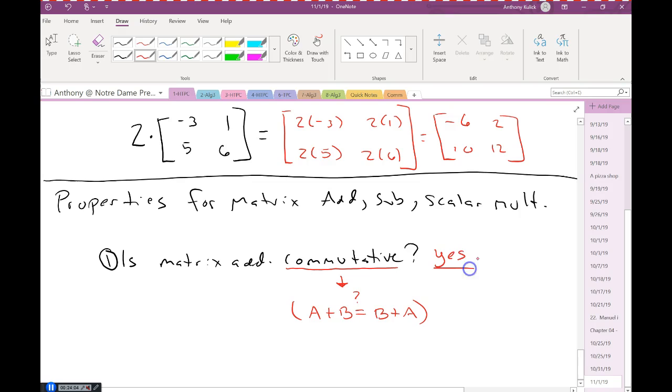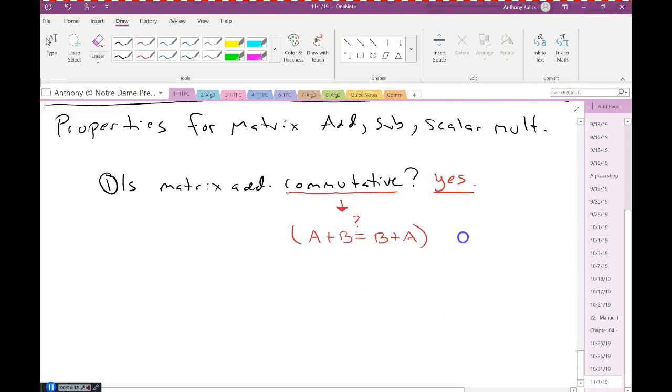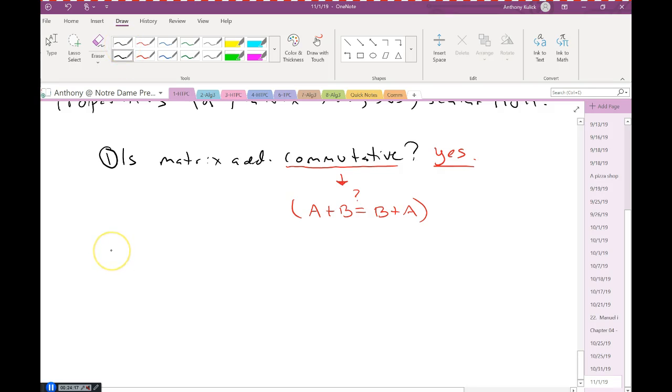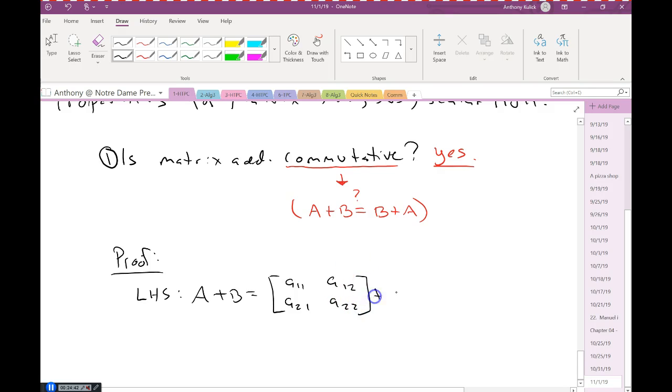Yes. Okay. So it is true. Those of you that thought about it for a minute said, yeah, I think that has to work. How would we go about trying to prove this? Well, what we'll do is we'll take the left-hand side. That's A plus B. So if I do this for a 2 by 2 case, matrix A can look like that, and matrix B can look like this.